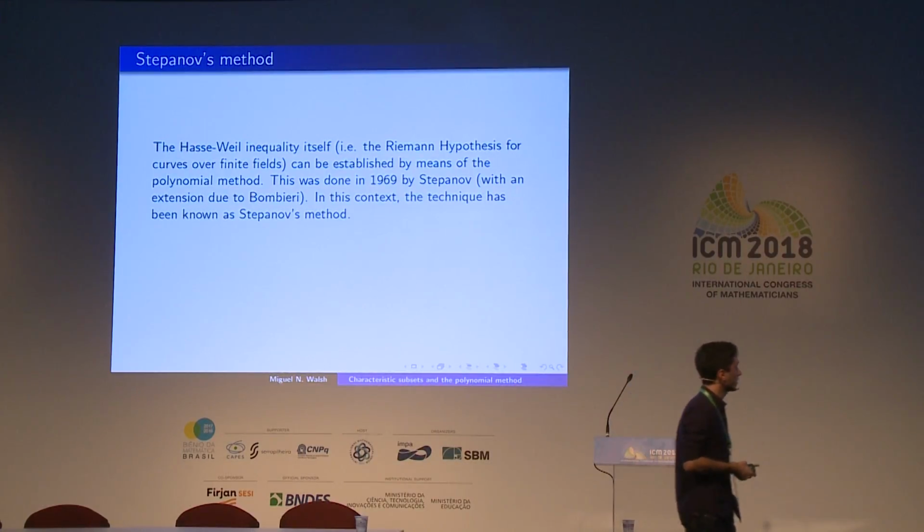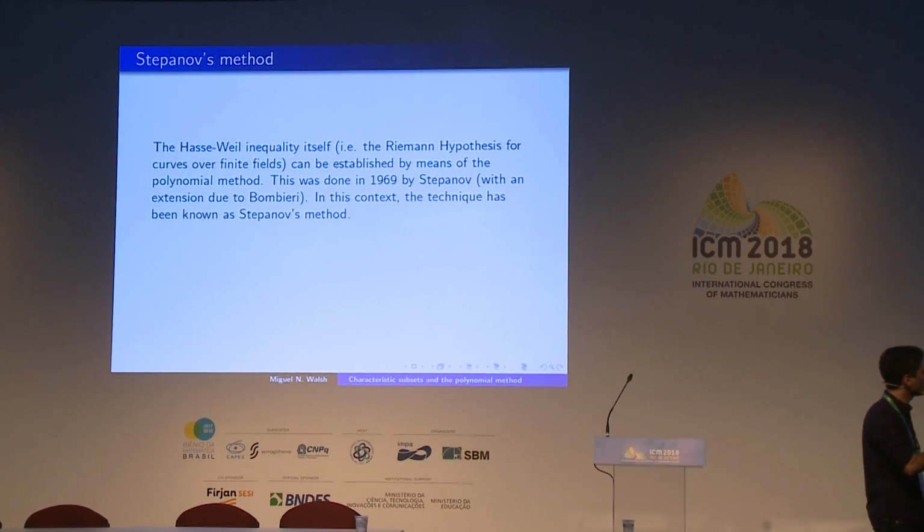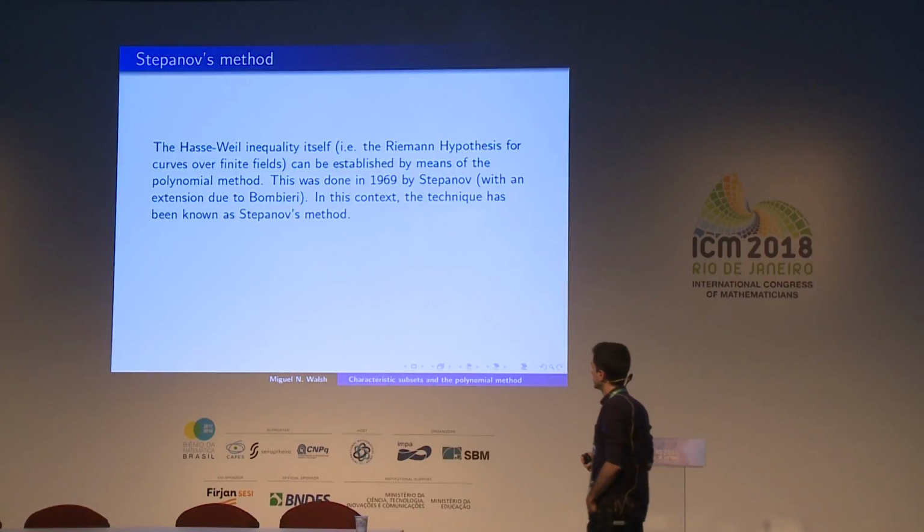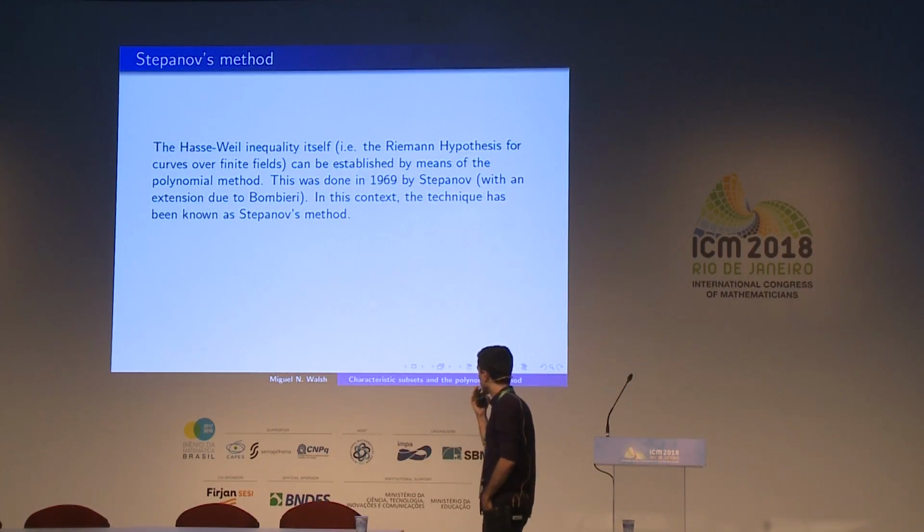So the Hasse-Weil inequality itself, the Riemann hypothesis for curves over finite fields, can be established by means of the polynomial method. Of course, it was not the original proof, but it was shown that this could be done in 1969 by Stepanov with an extension due to Bombieri to the full case.